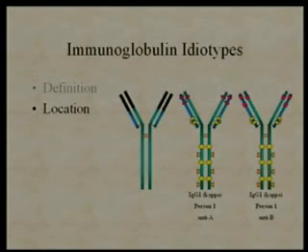This has one set of idiotypes. This has a different set of idiotypes because they have different combining sites. So every antibody with a different specificity has a different idiotype.